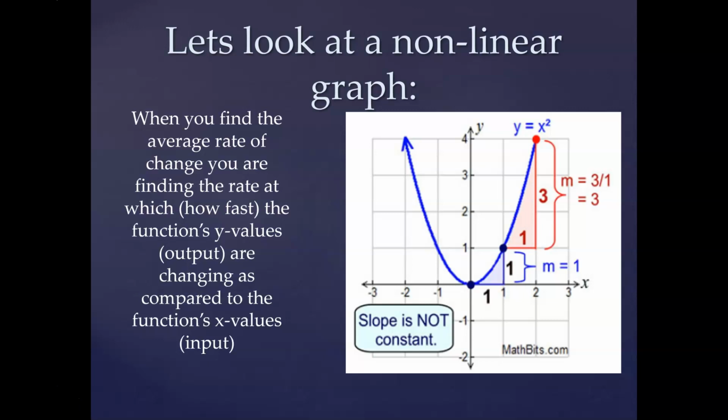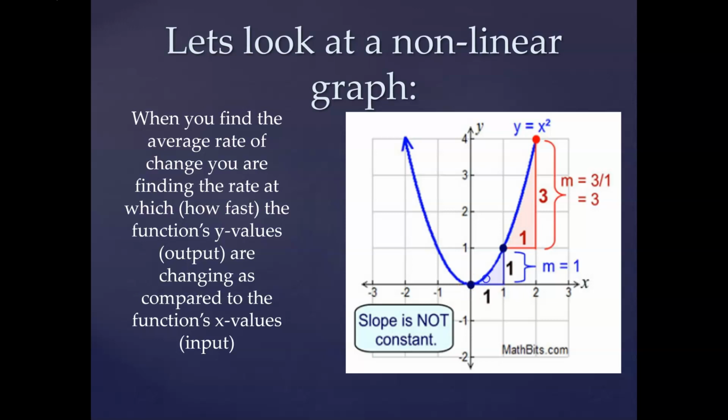All right, guys, we are back at it, and we are going to be looking at average rate of change with nonlinear graphs. This is really great to see because it shows you on a quadratic that the slope is not constant. When you find the average rate of change, you are finding how fast the function's y values, which are your outputs, are changing as compared to the function's x values. So you're looking at how quick your y values are changing when you change your x value. That's really what it is.